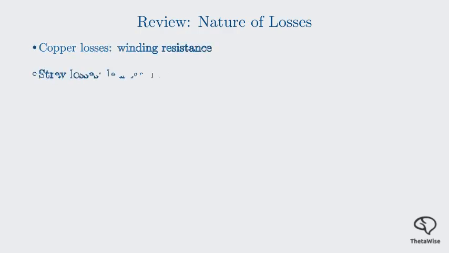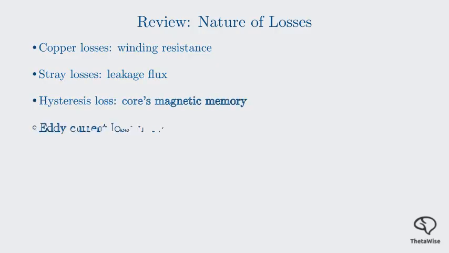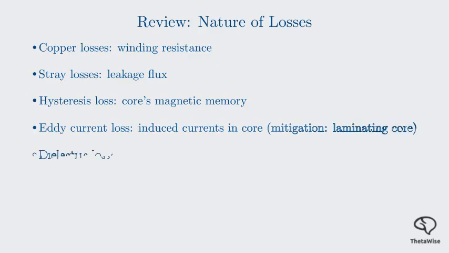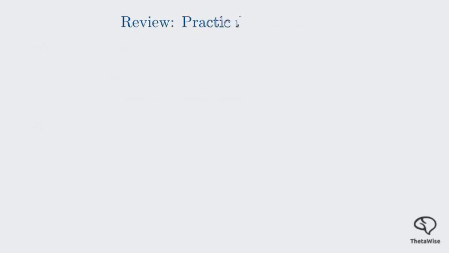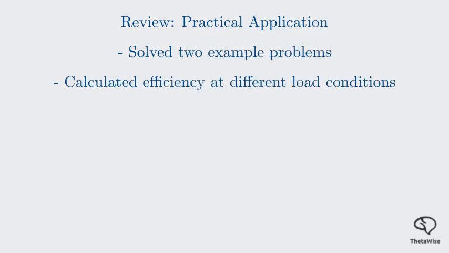We also discussed the nature of each loss: copper losses from winding resistance, stray losses from leakage flux, hysteresis loss from the core's magnetic memory, eddy current loss from induced currents in the core, and dielectric losses from insulation imperfections. And we learned key mitigation techniques, like laminating the core to reduce eddy currents. And finally, we put all of this into practice by solving two example problems, showing you how to calculate efficiency at different load conditions. This foundation is essential for your Electrotechnics N4 studies and for understanding real-world transformer operation.